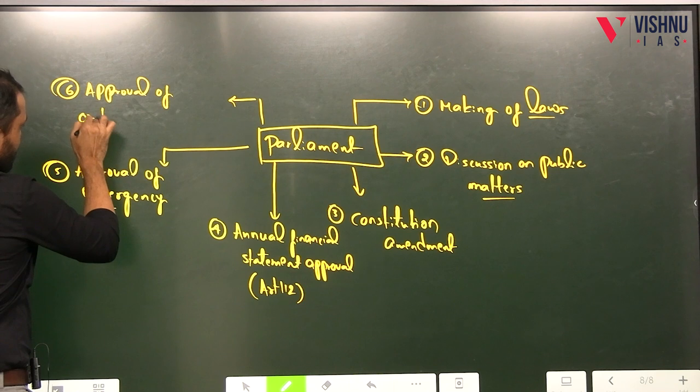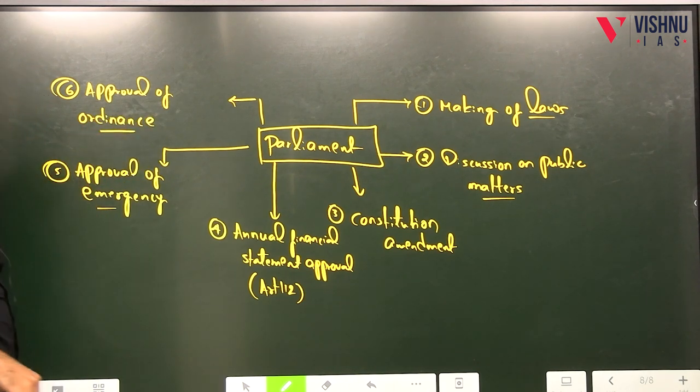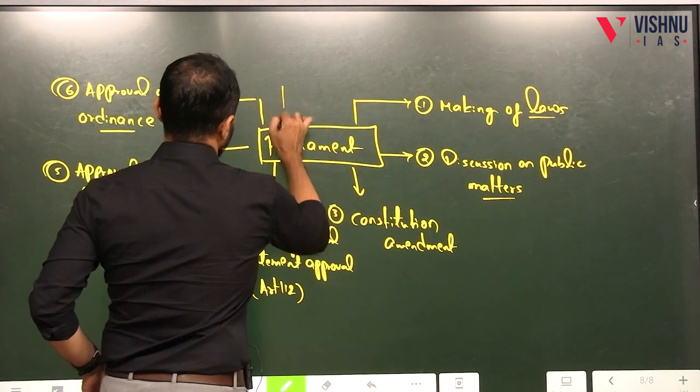Approval of ordinance. Recently, you might have heard that the union government issued an ordinance with respect to Delhi. The Delhi ordinance is in the news. It was covered in the main headlines. Which article deals with the ordinance? 123. Easily you can remember. Who issues the ordinance, Lok Sabha or Rajya Sabha? The President will issue. Okay, we will get that. Don't worry. So, approval of the president. Next, what will the parliament do?